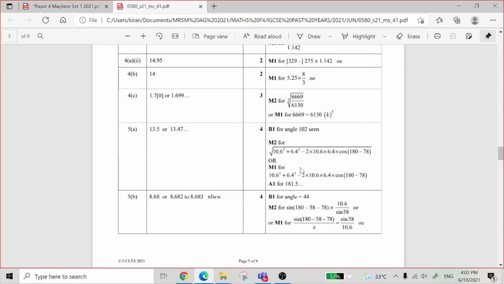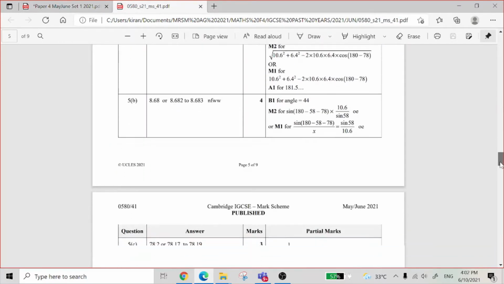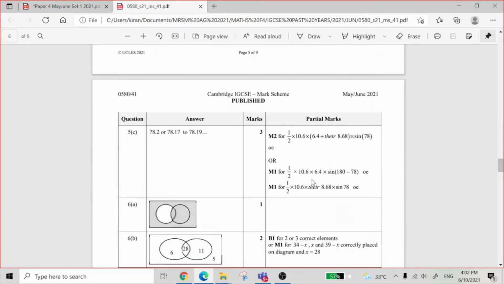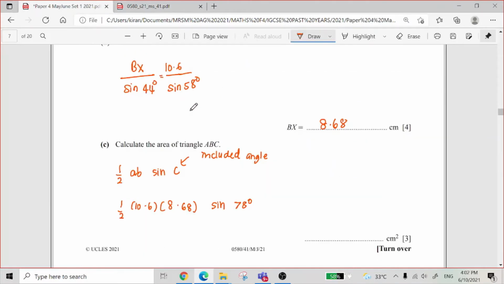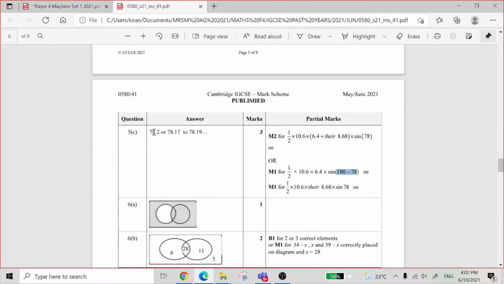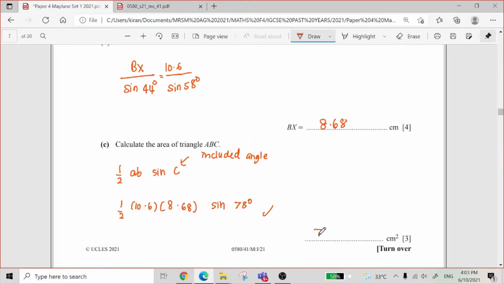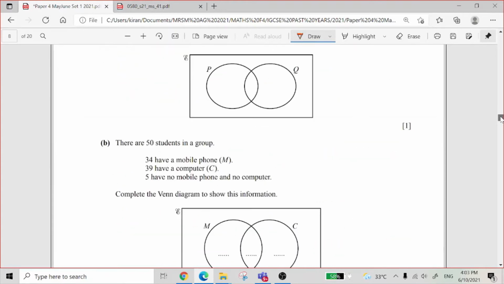Okay, we look at the answer scheme here, and we get the one here. You can see here 6.4. Oh, sorry. Okay, actually you can use either the 78 just now, or you can also use another length, but you have to calculate it. So I choose this part, and the answer will be 78.2. Okay, that one is question number 5.